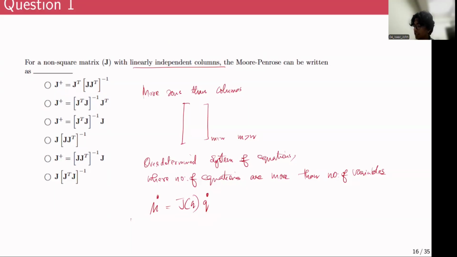So what would be the pseudo inverse in this case? In this case of an overdetermined system, or in the case when the number of equations are more than the number of variables, would it be a left inverse or would it be a right inverse? Any answers for this question?